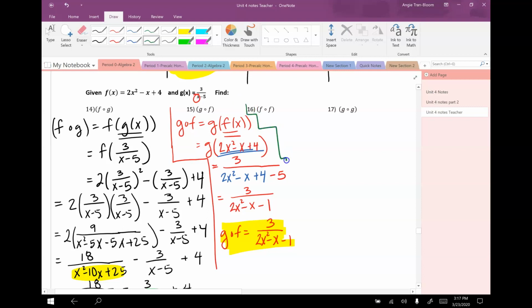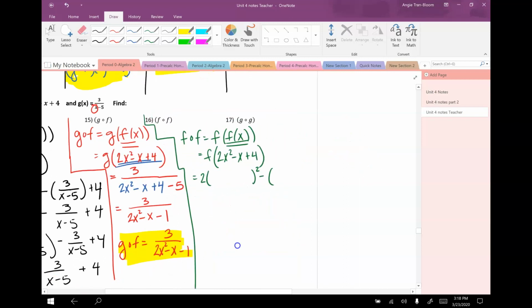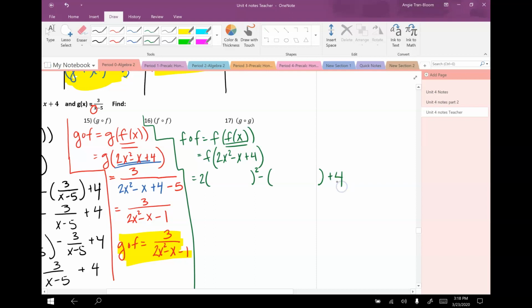Next is similar, except that now we are trying to do f of f. By definition, it's f of x. What that means is the f of x is also the input, so 2x squared minus x plus 4. Well, the f function has 2 x's, so I would need 2 different blank spaces. Every time, again, I see an x, I have to enter all of that in. And I do it twice because the f function has 2 x variables.